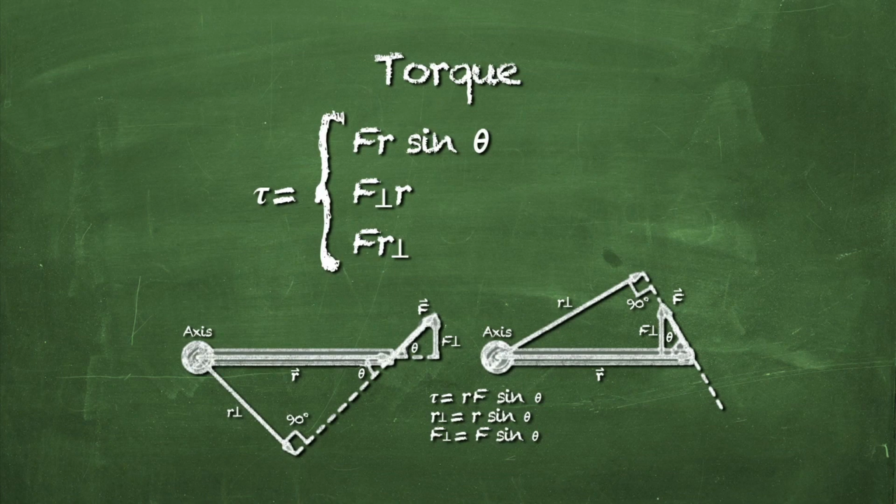So we can write torque in three different equivalent ways. One is that torque is equal to the force times the radius times the sine of theta, or the torque is equal to the perpendicular force times the radius, or the torque is equal to the force times the perpendicular radius. And as I said, these are all mathematically equivalent ways of writing torque. These equations give us the magnitude of the torque, but we have to talk about the direction of torque.